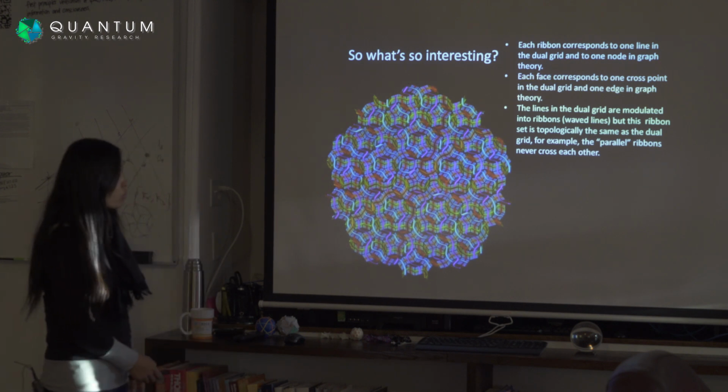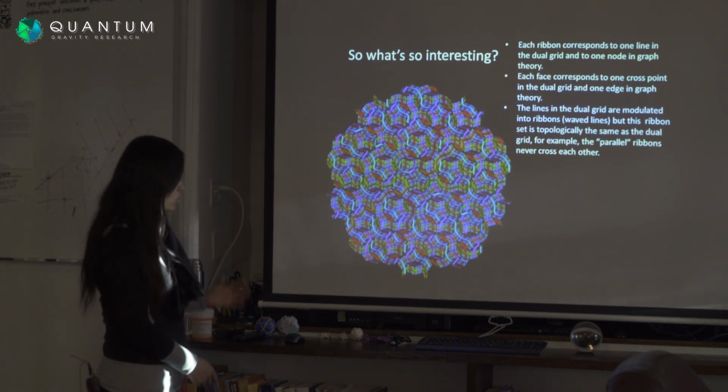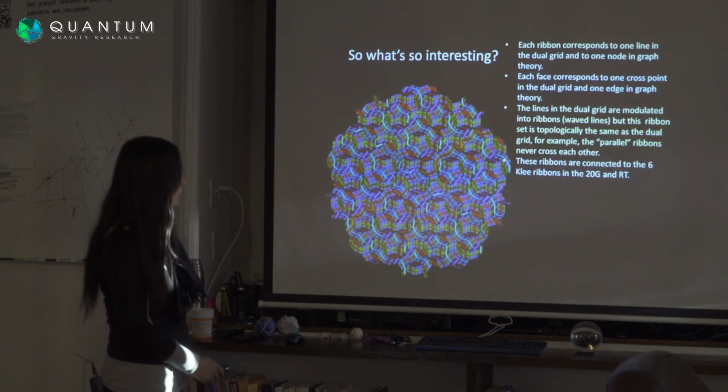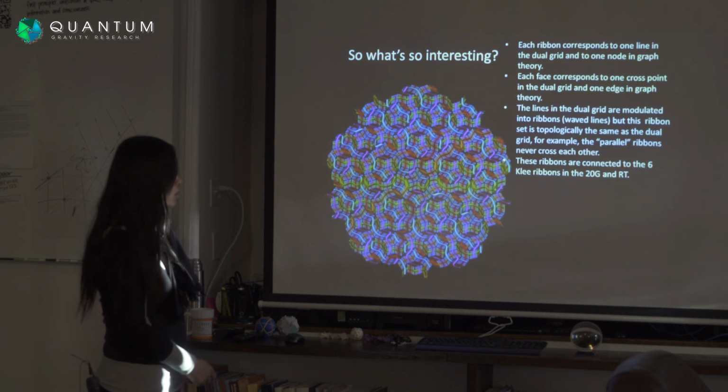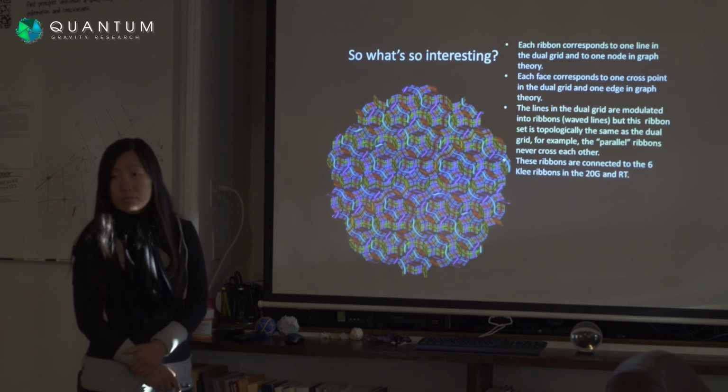The lines in the dual grids are modulated into ribbons, which are the wavy lines. But this ribbon set is topologically the same as the dual grid. For example, the parallel ribbons never cross each other. These ribbons are connected to the 6 clear ribbons in the 20 group. Do they not cross each other even after the flip?